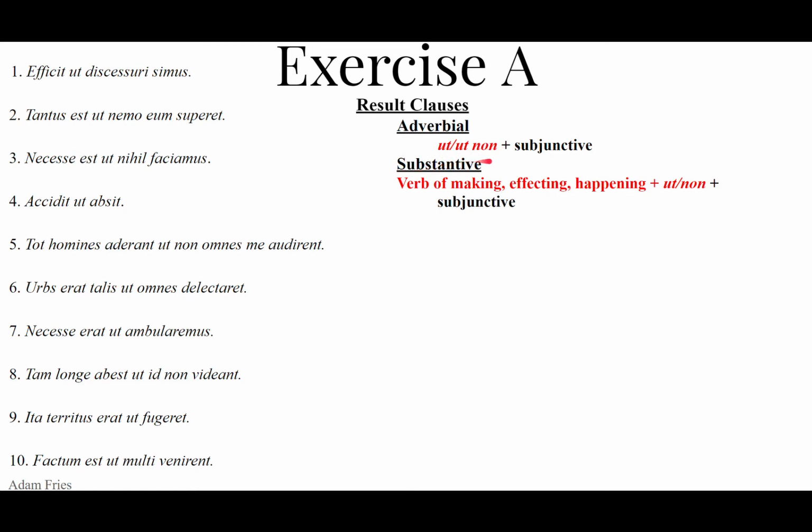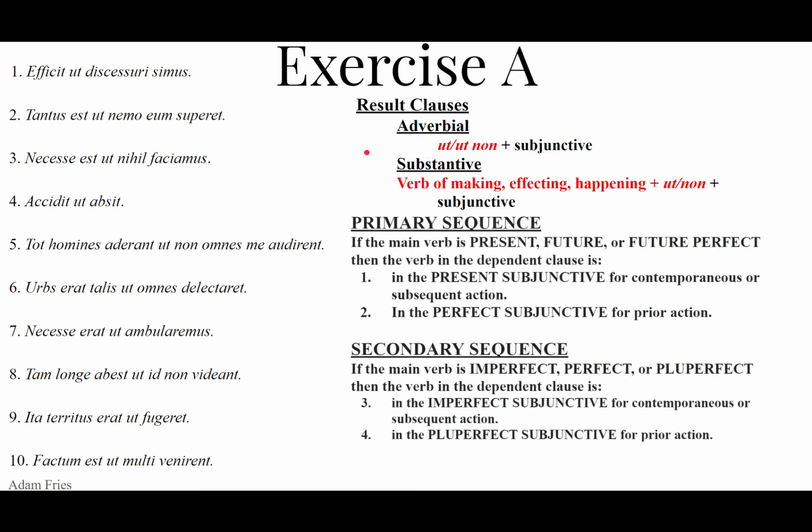A substantive result clause is either the subject or object of verbs of making, affecting, or happening. They're introduced by ut for the positive, ut non for the negative, and they also take the subjunctive. So let's look at these examples. They also take sequence of tenses.